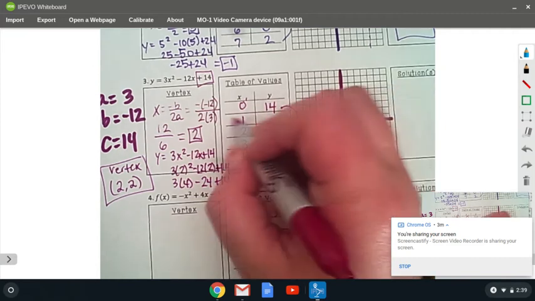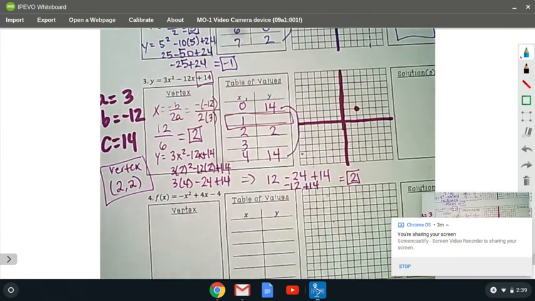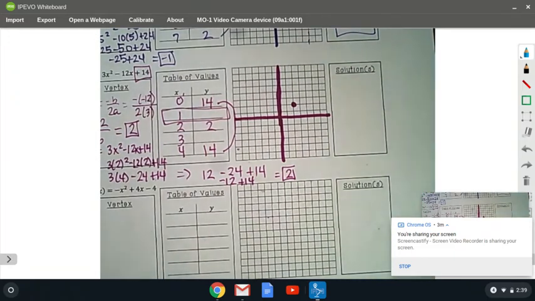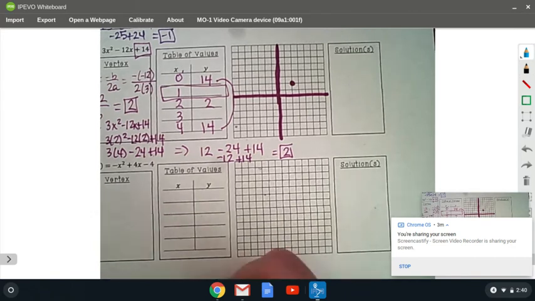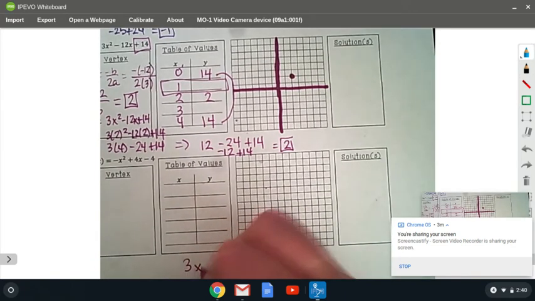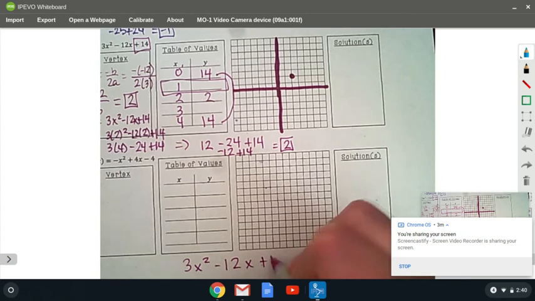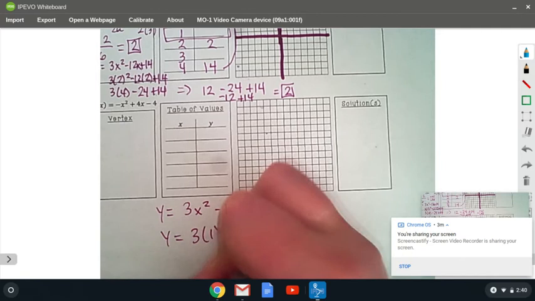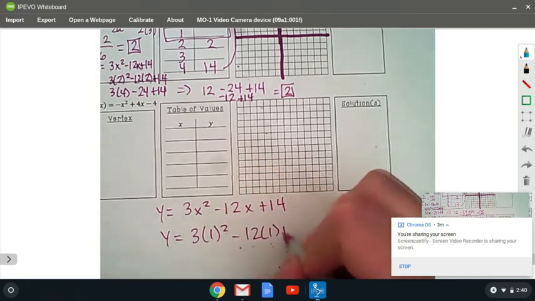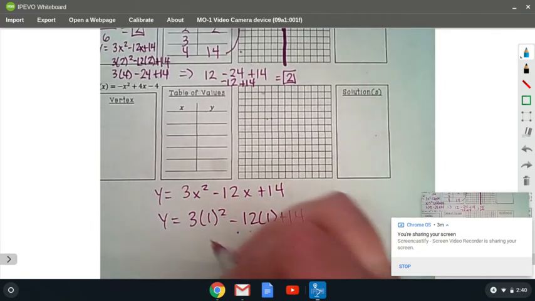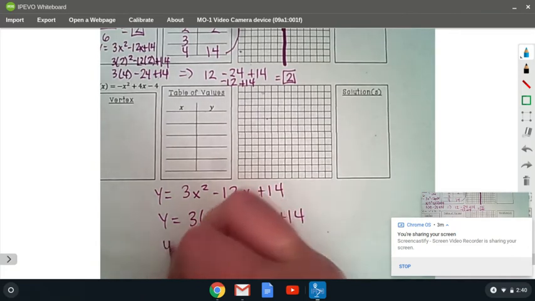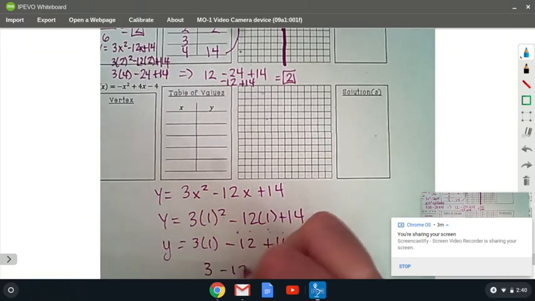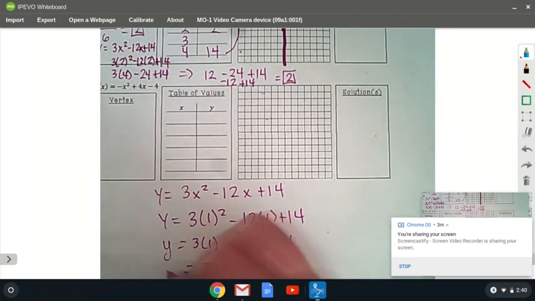So let's see if I plug in a 1, if I can get anything. So I'm going to go to my original equation. And I'm just going to do it down here at the bottom of the paper. I'm going to take the original equation, 3x squared minus 12x plus 14. And I'm going to plug in a 1 to see what I get for my y value. 1 squared gives me 1. This gives me 3 minus 12 plus 14.